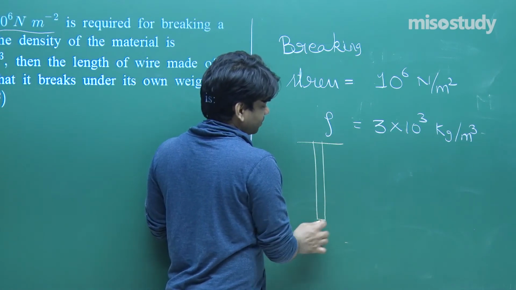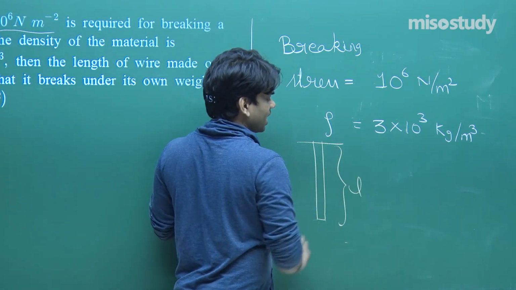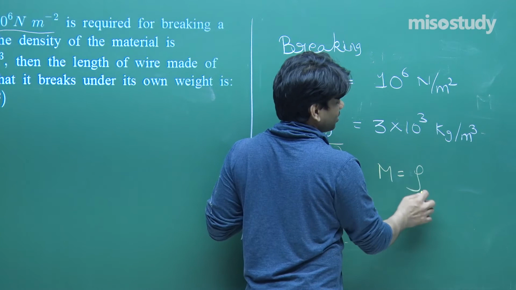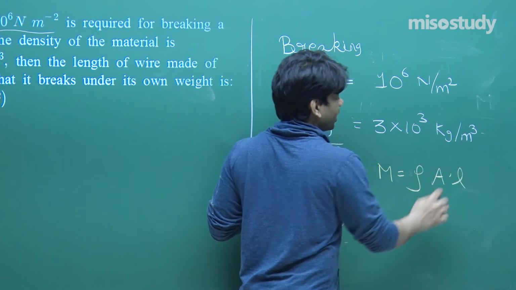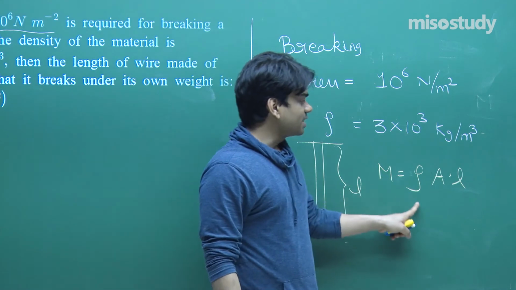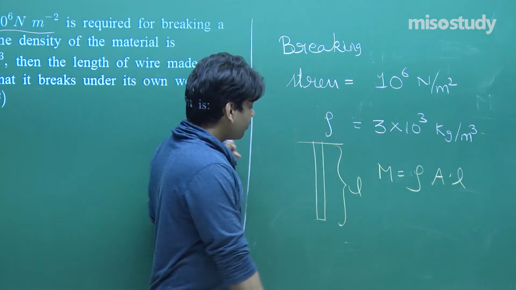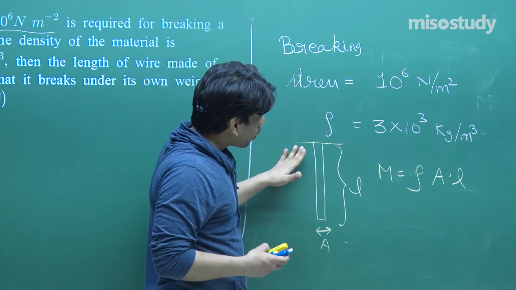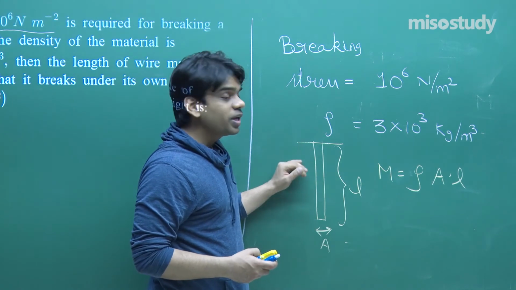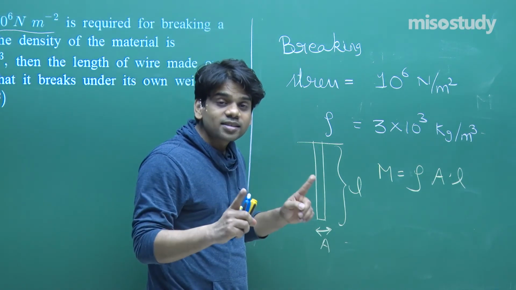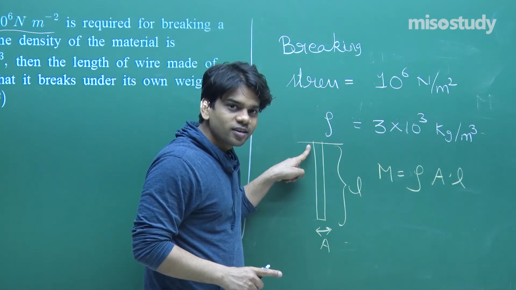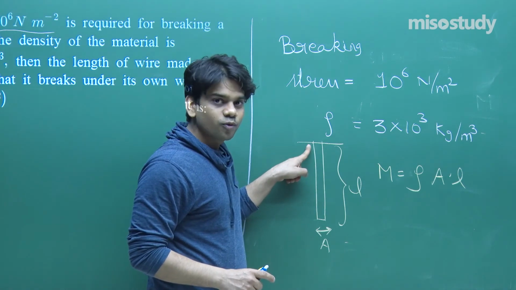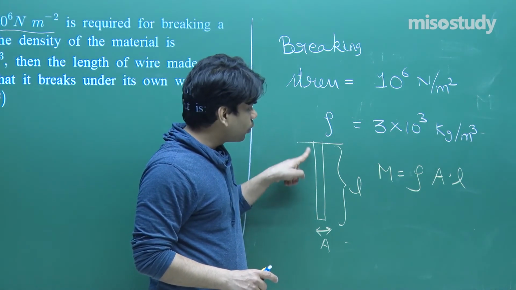See here, this is the wire. Let's say its length is given as L. Clearly its mass will be given as density into volume, so rho into A into L, where A is the area of cross section. Now we have to think about how it has to break under its own weight. The maximum stress would be acting at the topmost point, because the entire weight would be pulling the topmost point. So that's why I have taken the full length of the wire.